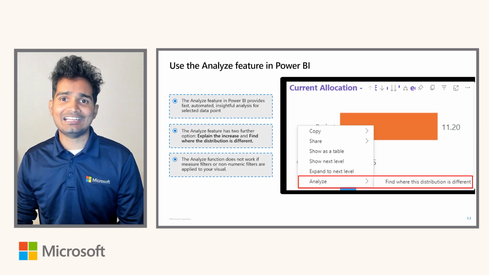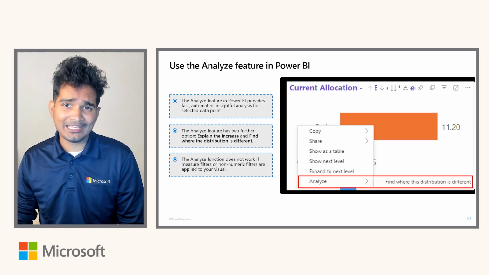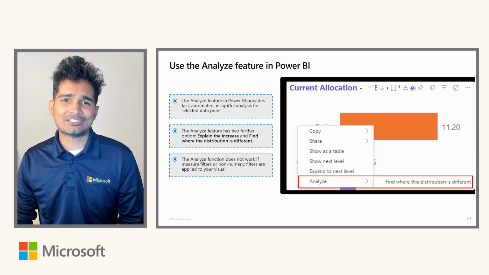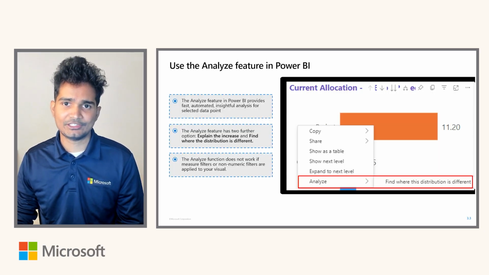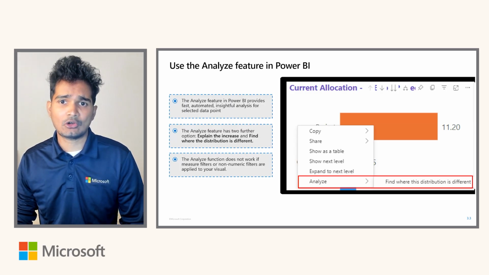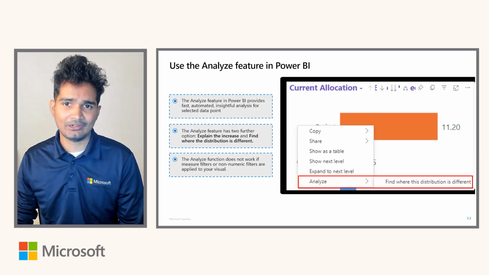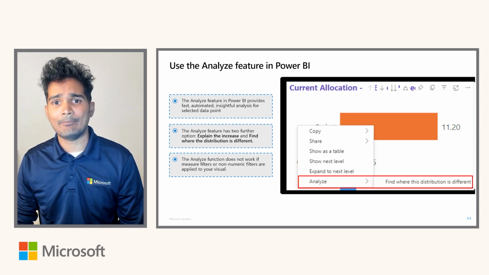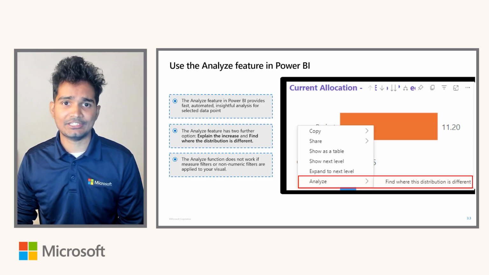The Explain the Increase feature provides an automated breakdown of the factors contributing to a rise in your data, helping you understand what's driving the changes. The Find Where the Distribution is Different feature identifies variations in data distributions across different categories or time periods, highlighting significant differences that might warrant further investigation.